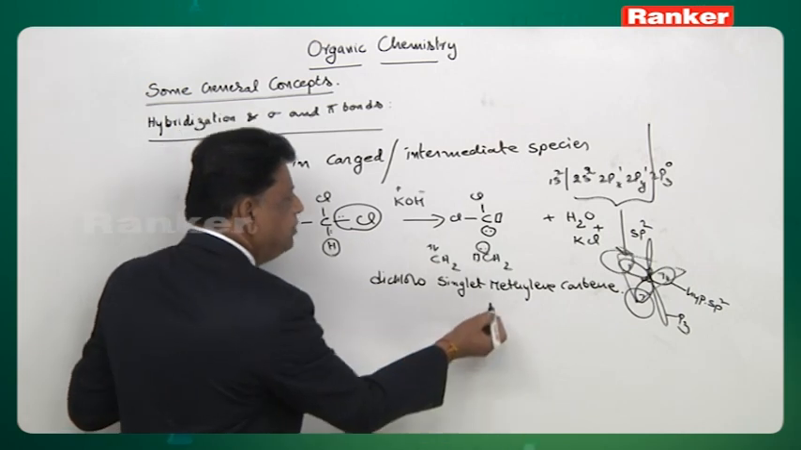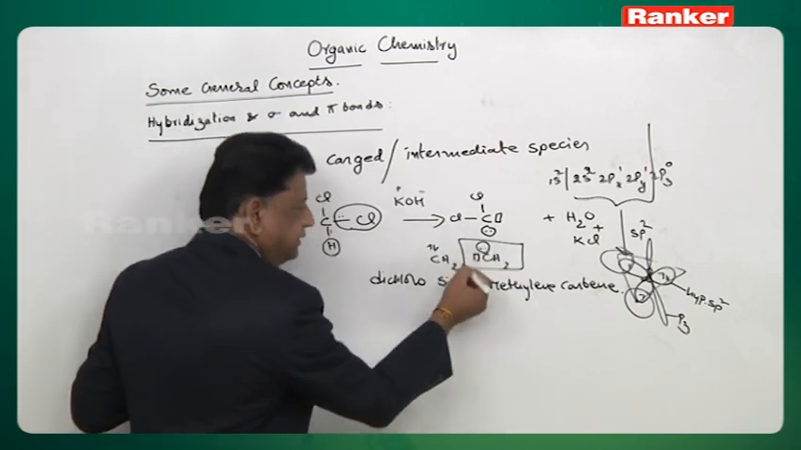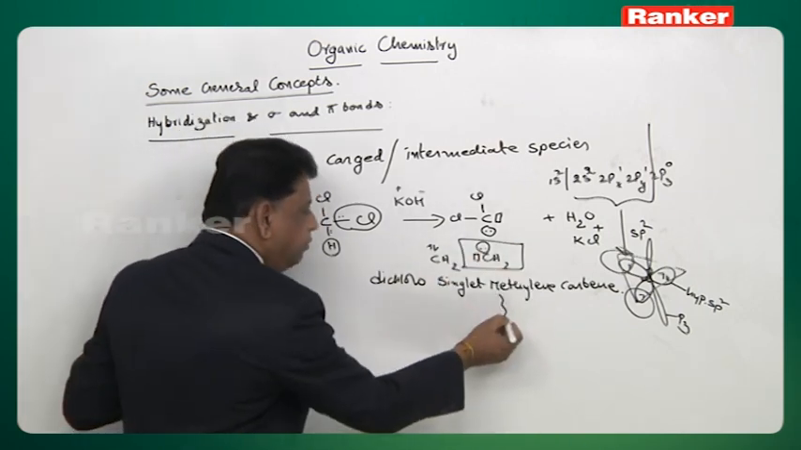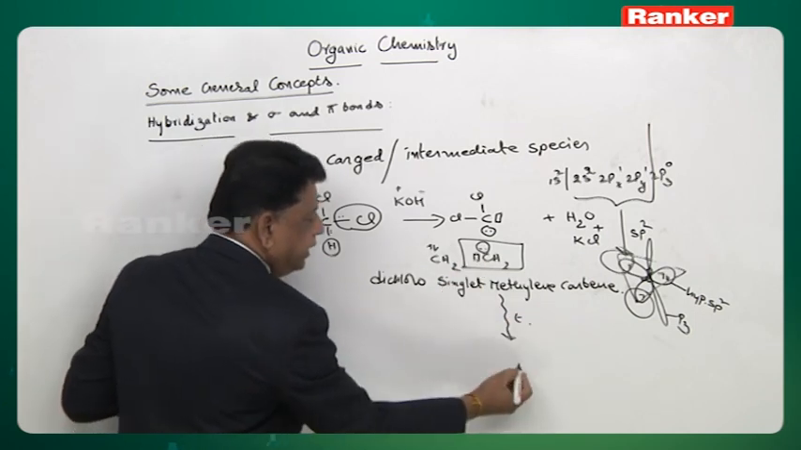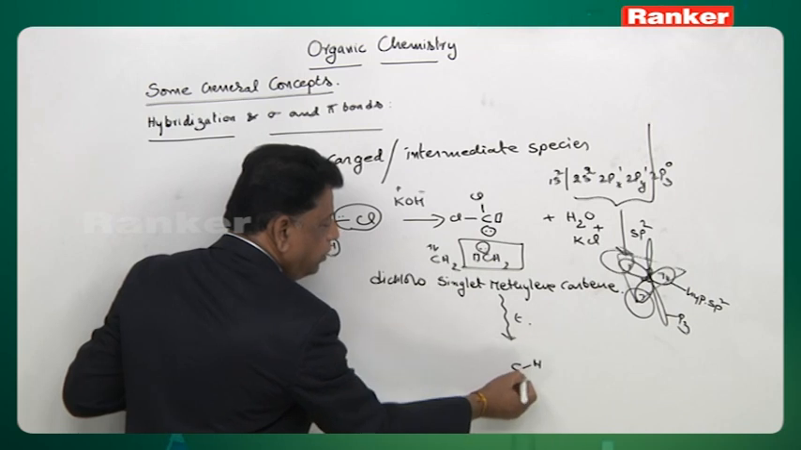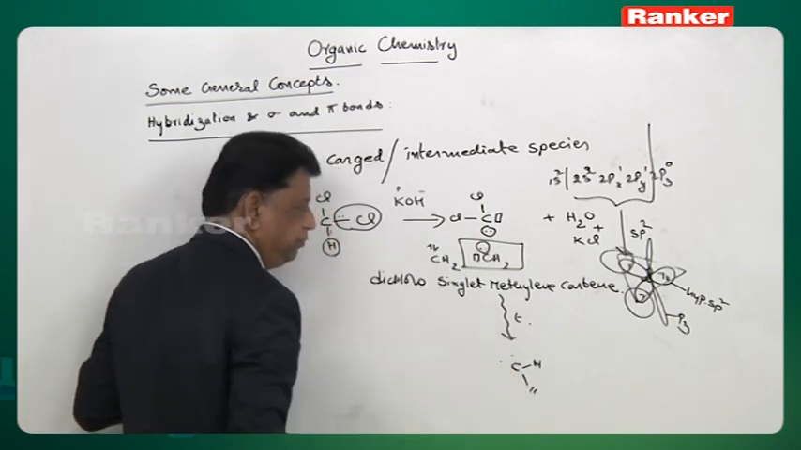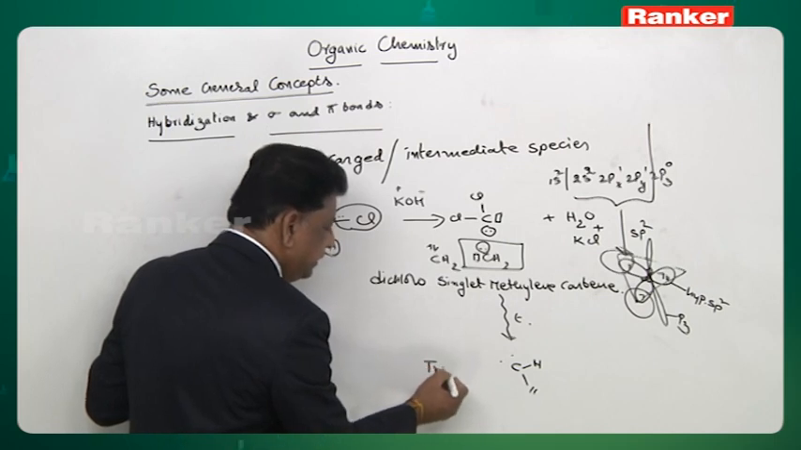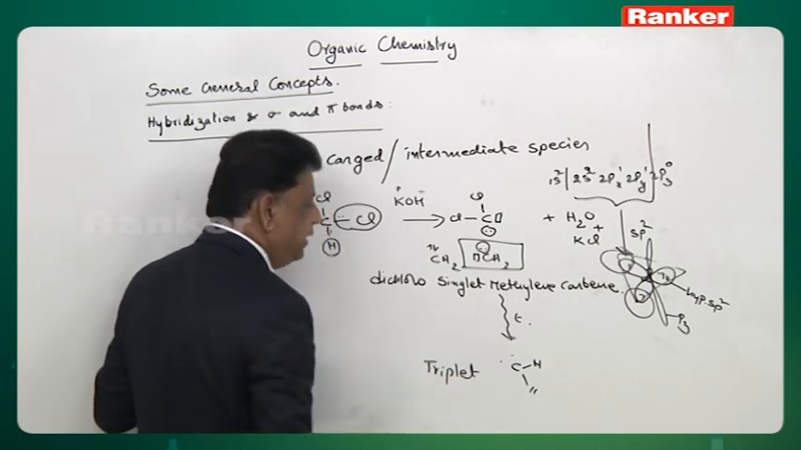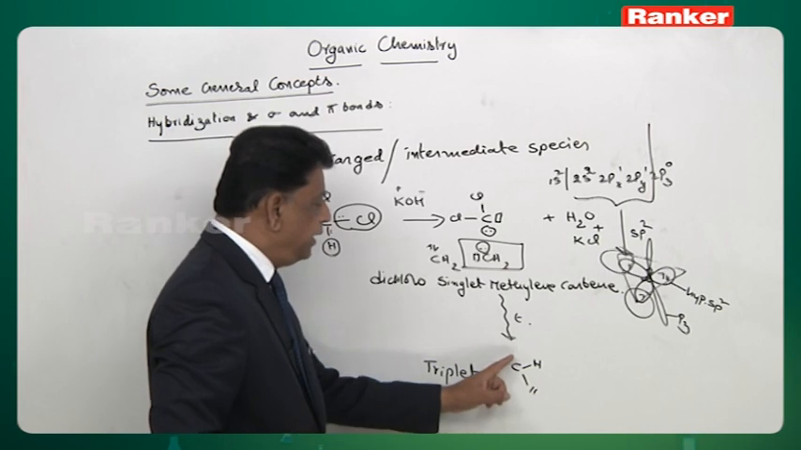However, many times what happens, if this is formed, let us say in a reaction, immediately after some time, one electron will jump into here and then you will get 2 hydrogens with 2 free radicals. This is called another intermediate, called the triplet intermediate. In this triplet intermediate, the 2 unpaired electrons are there.